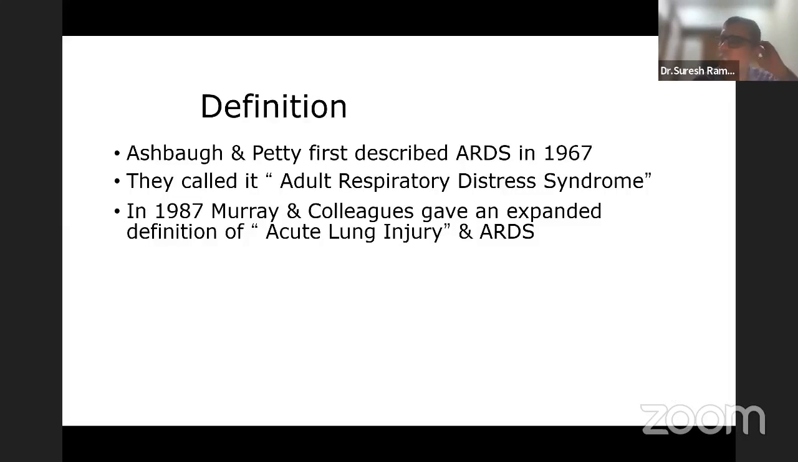As I said, it was initially described by Ashbaugh and Petty, and it's very interesting to know that this disease obviously existed before Ashbaugh and Petty described it. So it's not like this disease started to exist only after the definition in 1967. It used to be called a little differently. It used to be called wet lung, or congestive atelectasis. That's the term which, in fact, Ashbaugh and Petty used to describe this in the seminal paper in the Lancet. They called it adult respiratory distress syndrome because it was slightly different from the infant respiratory distress syndrome.